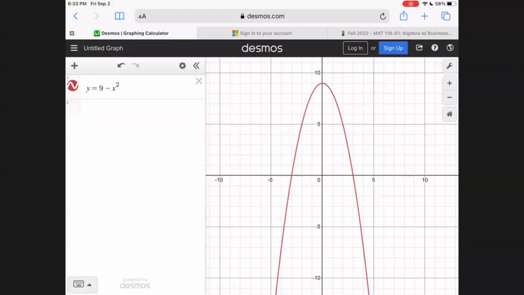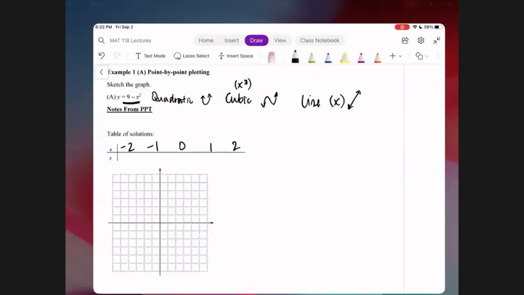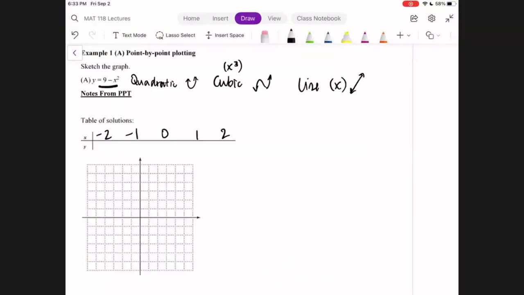So how would we actually get some of these points? How would I figure out what's the y value if x is -2? So I just have to plug it in. So 9 minus -2 squared will give me 9 minus 4, right? And then this will give me a 5. So -2, 5.